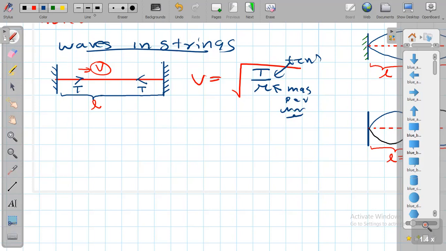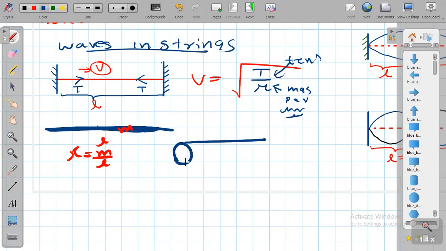So let me explain with one more sophisticated example. If this string has a length of L and a mass of M, what is mu? M over L. So sometimes you may get this type of question.